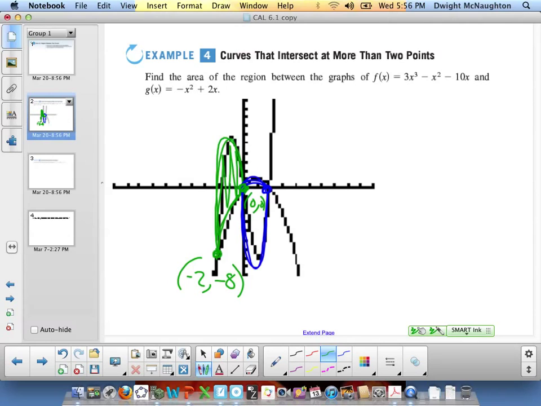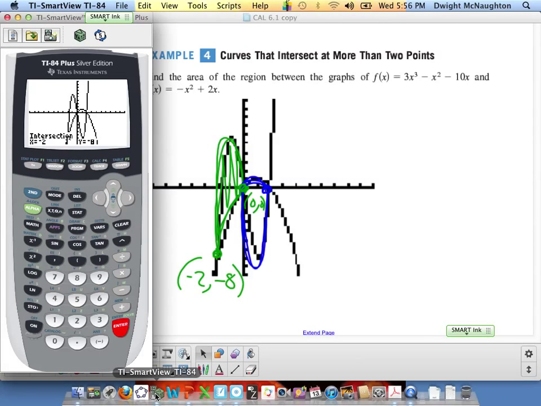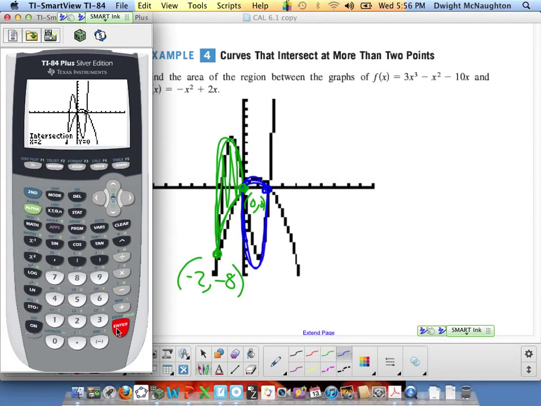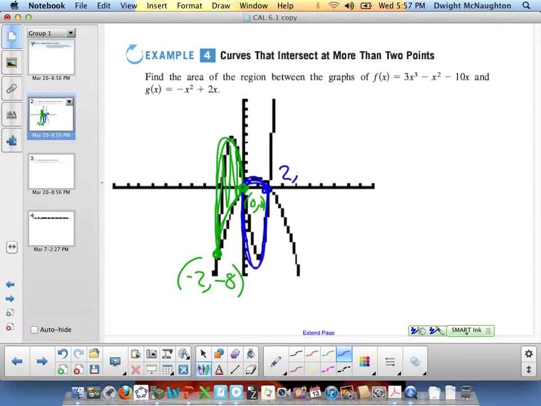And then the last one, it looks like it intersects at 2. You can try plugging it in, see if we get the same number out. I'll do an intersection on the computer. Second trace, intersect. First curve, yes. Second curve is y2. My guess, I think it's at 2. And we'll see if I'm correct. I am. It's at 2, 0. All right, so there's my intersections.